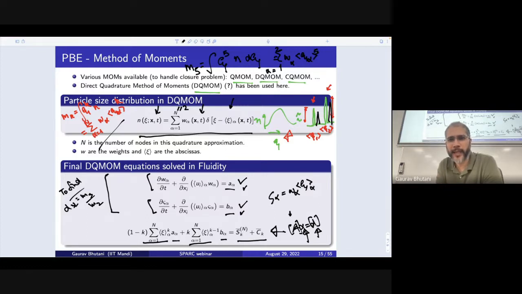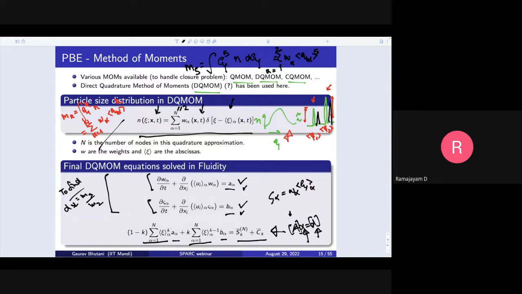And I can find W1, W2, xi1, and xi2 from my first 4 moments, M0, M1, M2, and M3. And since I'm solving for those moments, I can find my W's and xi's.